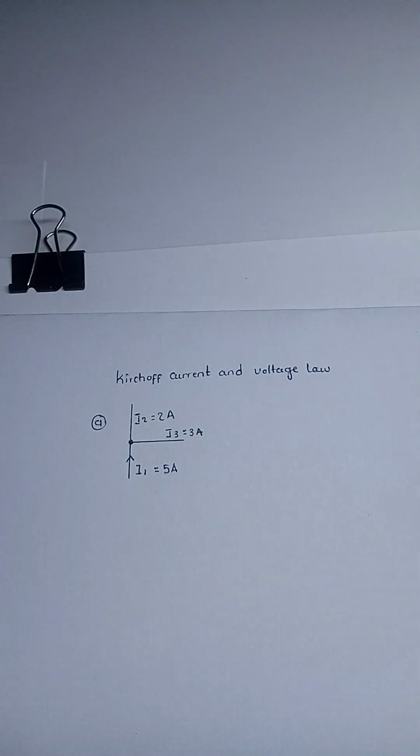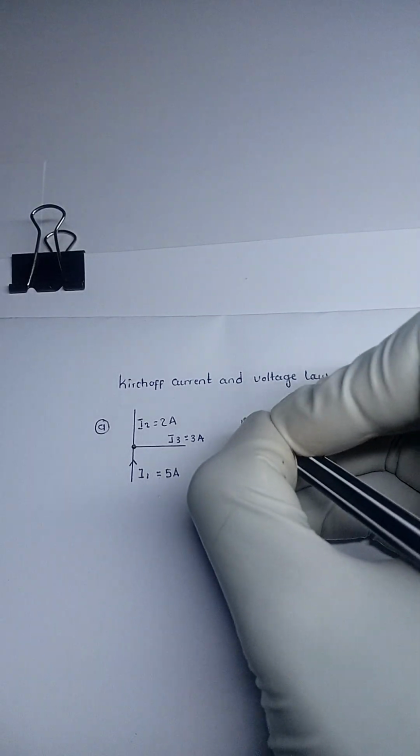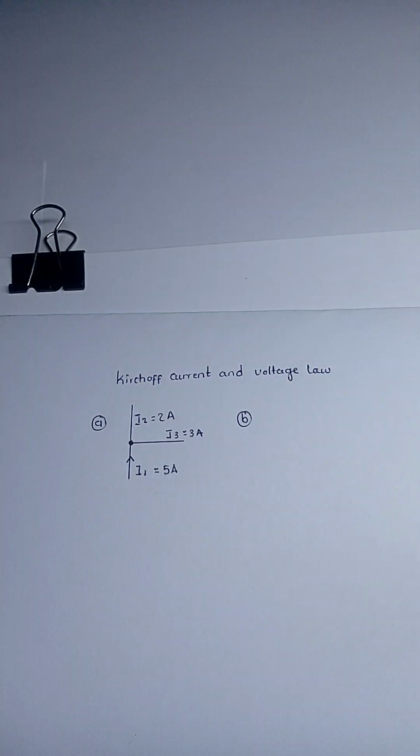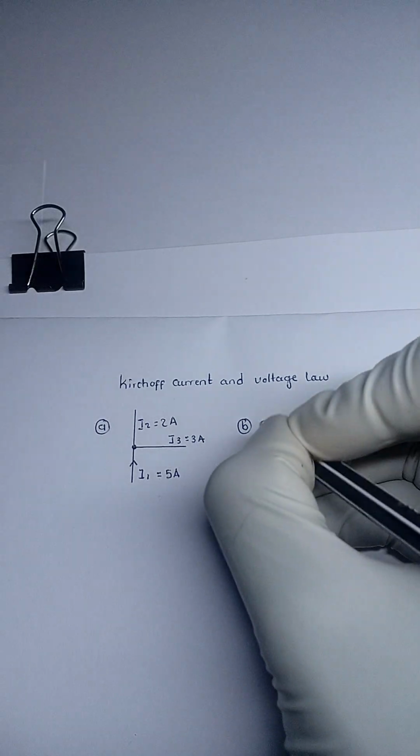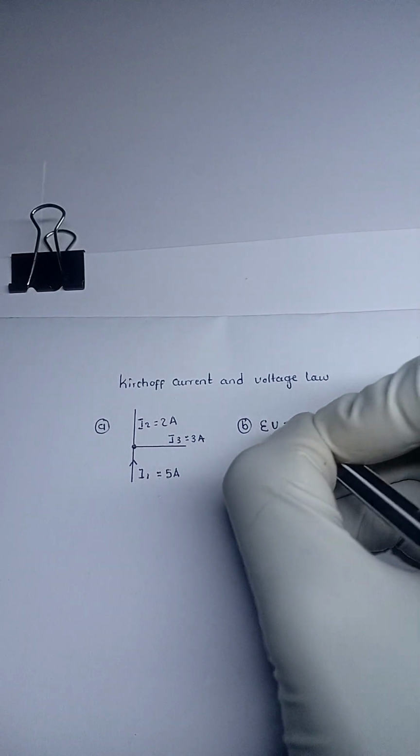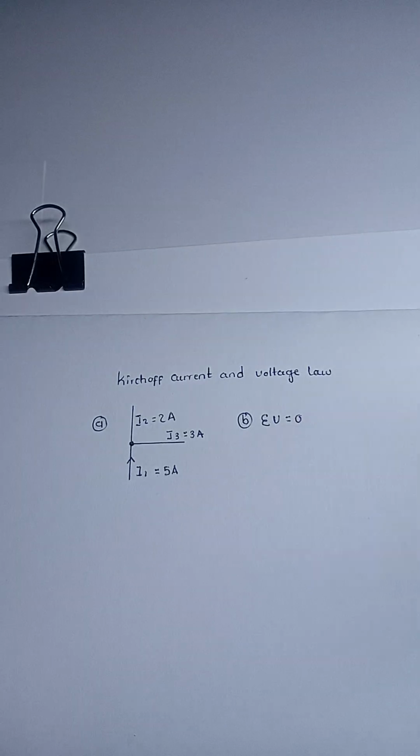For the second law, which is Kirchhoff's voltage law, it says the sum of all voltages across the circuit should always add up to 0. So the voltages you have as you move around the circuit, the voltage drops and the voltage rises, as you sum them up, they should always give you 0. Alright, so knowing this, let's go and solve the question now.